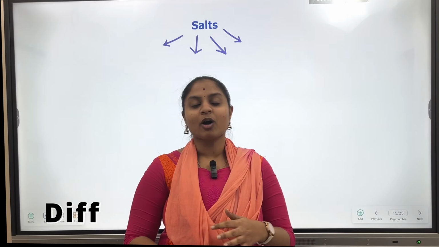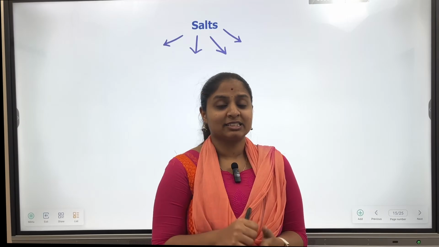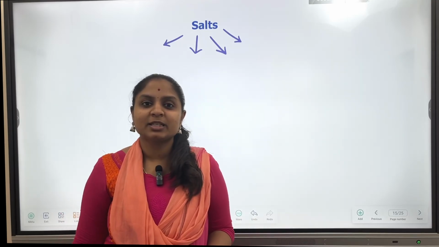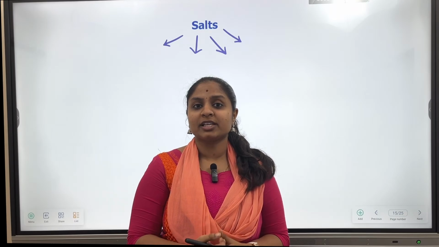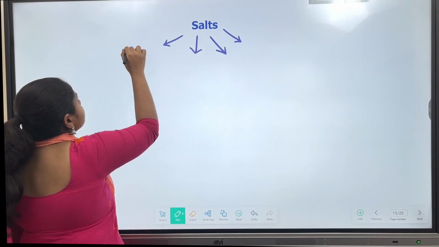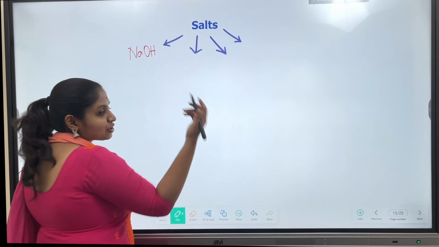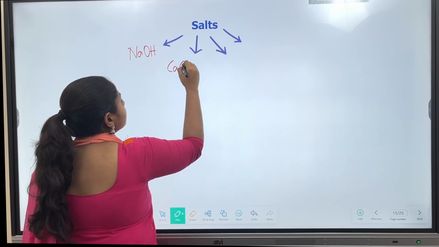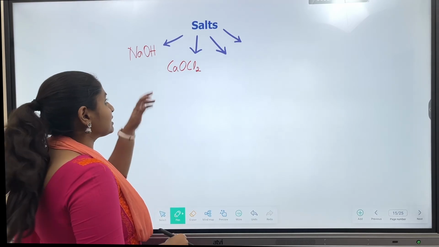Now that we have understood what acids and bases are and how they react, let's move on to salts. We saw in one of the slides that when an acid reacts with a base, it gives salt. So now we will see more about salts. In salts, we are going to study the preparation and application of four major types of salt. The first is NaOH, sodium hydroxide, also known as caustic soda. The second salt that we will see is CaOCl2, calcium oxychloride, also commonly known as bleaching powder.